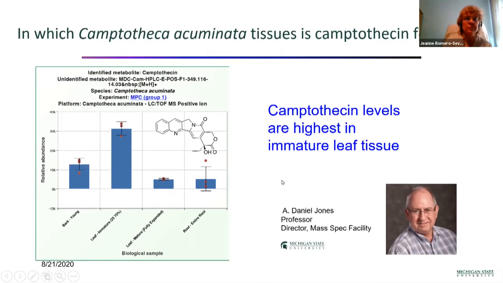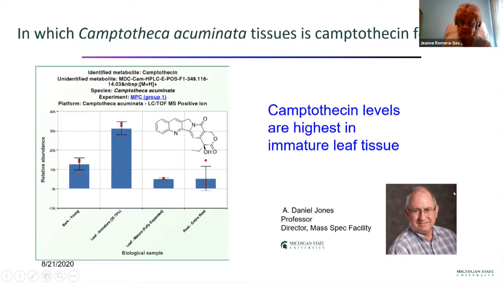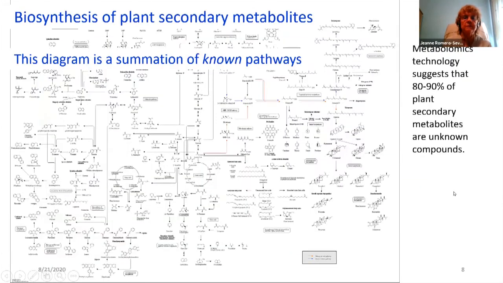So you have to know something. When you first start a metabolomics project, it really helps if you know something about your system. All this analytical chemistry is done by my collaborator, A. Daniel Jones, a professor and director of the mass spec facility at Michigan State.